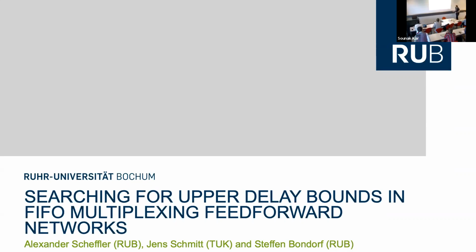He's a PhD student with me at RUB, Ruhr University Bochum, who is also co-supervised by Jens Schmidt from TU Kaiserslautern. And what we mostly do is we look at the analysis of feedforward networks and we try to improve the efficiency of analysis. We often create a heuristic, with a trade-off about the accuracy of the analysis, so how good are the bounds, and how fast is the analysis? And that's exactly what we did for feedforward networks that employ FIFO multiplexing. Our tool to get this trade-off was a search algorithm.